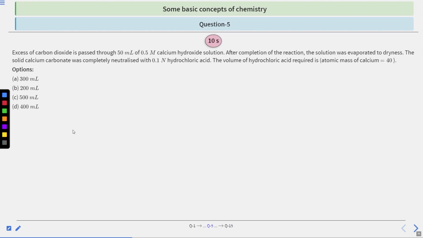Moving on to our next question, question number 5. Excess of carbon dioxide is passed through 50 ml of 0.5 molar calcium hydroxide solution. After completion of the reaction, the solution was evaporated to dryness. The solid calcium carbonate was completely neutralized with 0.1 normal hydrochloric acid. The volume of hydrochloric acid required is, given atomic mass of calcium is 40, and the options are 300 ml, 200 ml, 500 ml, and 400 ml. You have 10 seconds to solve this question by yourself. After that, we will see the answer.